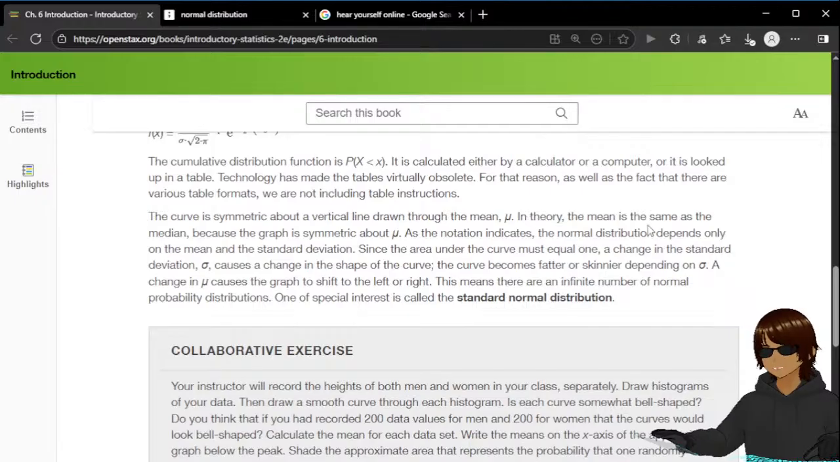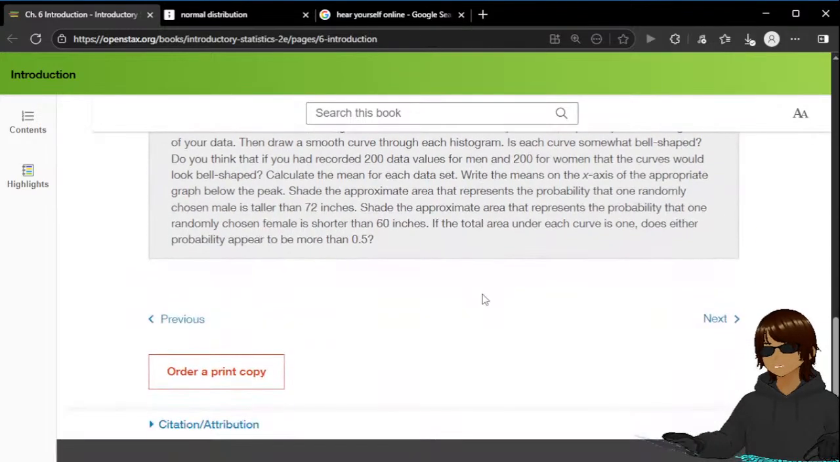In theory, the mean is the same as the median because the graph is symmetric about mu. As the notation indicates, the normal distribution depends only on the mean and the standard deviation. Since the area under the curve must equal 1, a change in the standard deviation, sigma, causes a change in the shape of the curve. The curve becomes fatter or skinnier depending on sigma. A change in mu causes the graph to shift left and right. This means there are an infinite number of normal probability distributions. One of special interest is called the standard normal distribution.